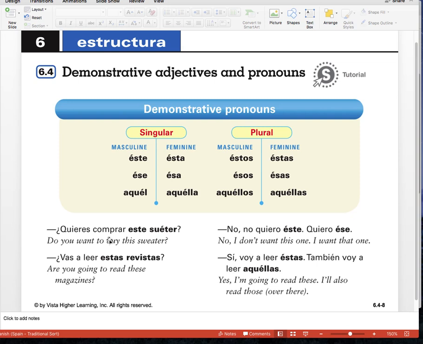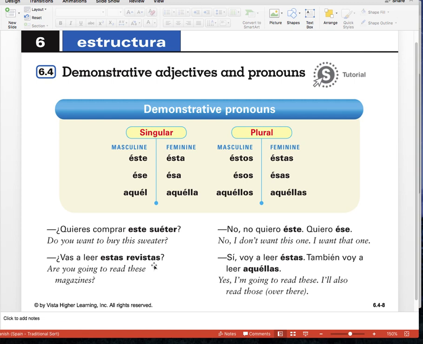So here the question says, ¿Quieres comprar este suéter? Here the sweater is here, so, right? So you notice that este is not accented. But then the person says, no quiero este, right? So it's like saying this one. Quiero ese, I want that one. So you're not saying ese suéter. So that's why these have accents.